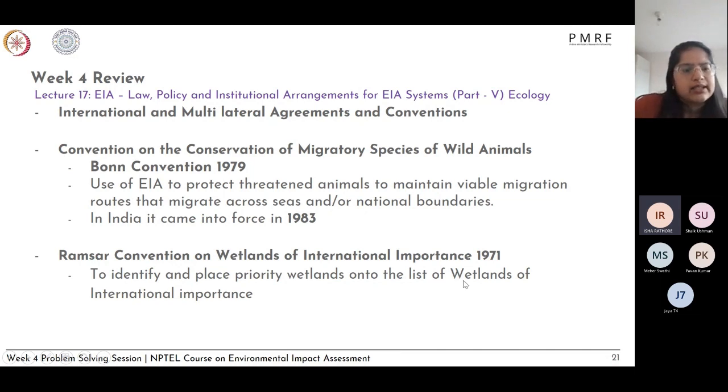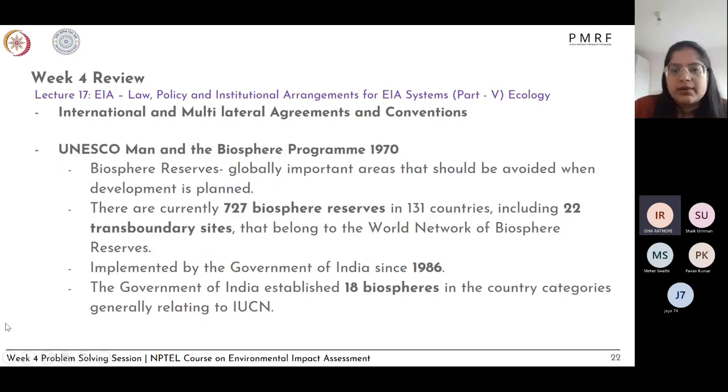And then we had the Ramsar Convention on Wetlands of International Importance of 1971. This identified and prioritized wetland areas, and it creates a list of wetlands which are of international importance from an ecological point of view. And then we had the UNESCO Man and the Biosphere Program of 1970.